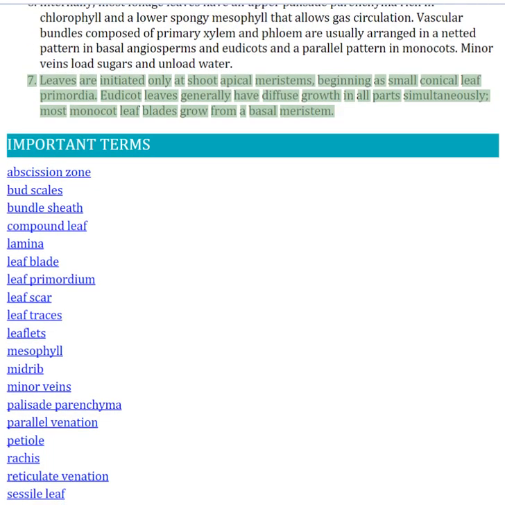7. Leaves are initiated only at shoot apical meristems, beginning as small conical leaf primordia. Eudicot leaves generally have diffuse growth in all parts simultaneously. Most monocot leaf blades grow from a basal meristem.